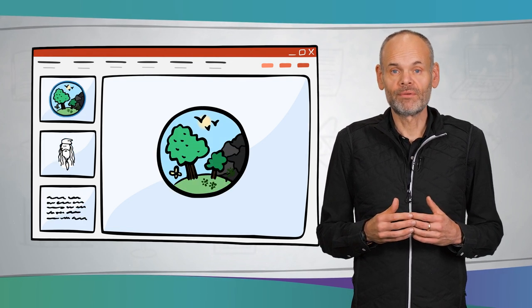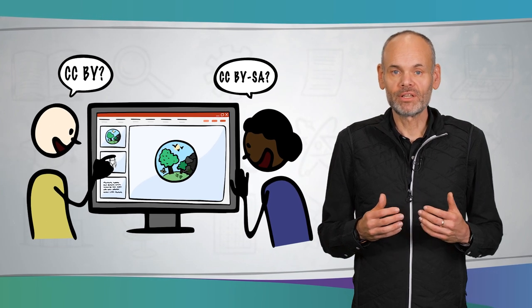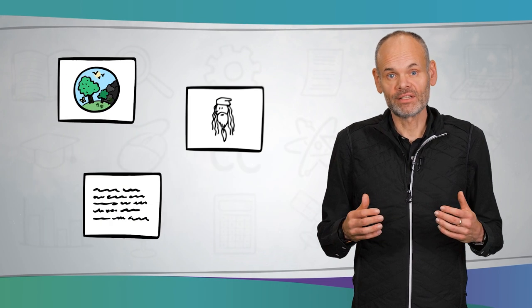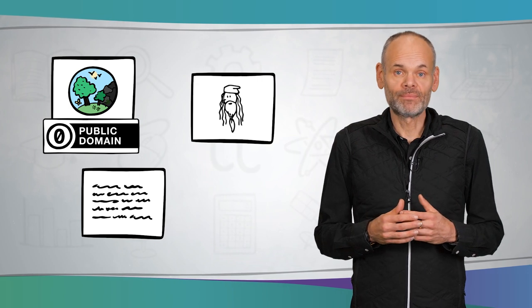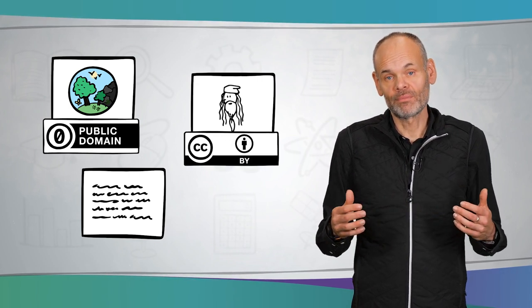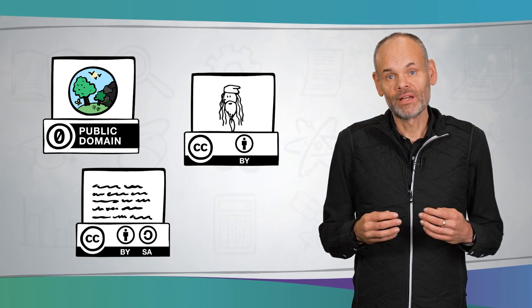embed the illustration. Then we ask ourselves what license our new teaching material has, because the original objects had different CC licenses. The illustration was under CC0, the sketch was under CC BY, and the text from Wikipedia is under CC BY SA.